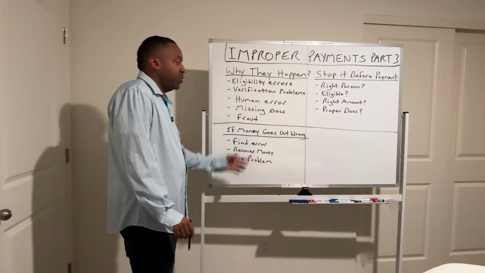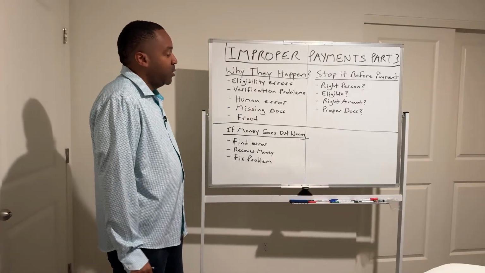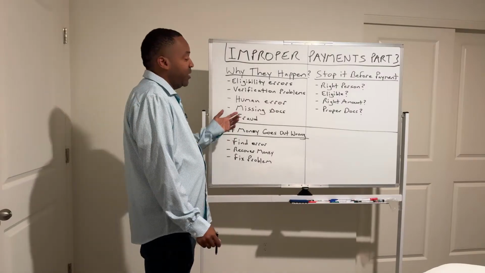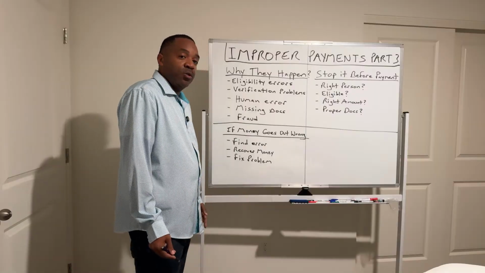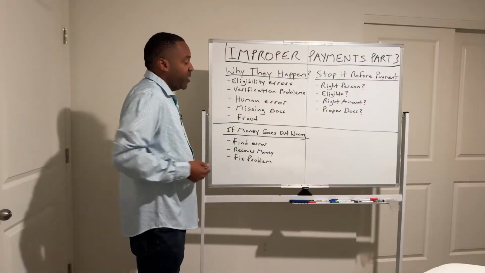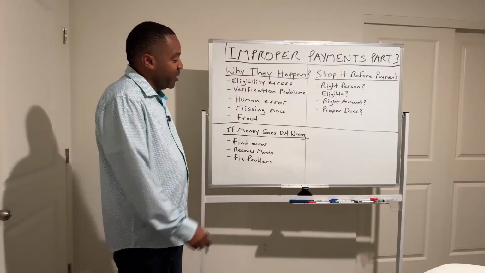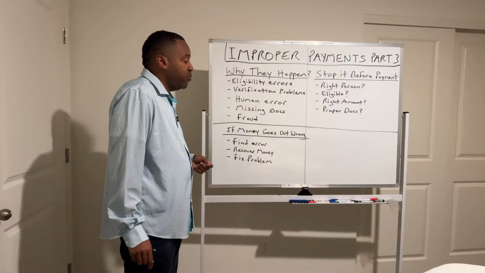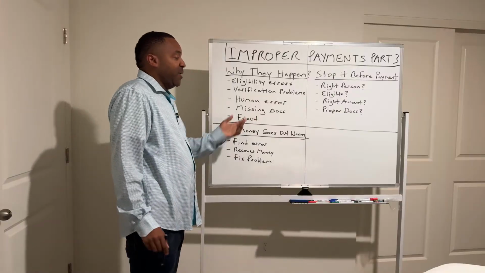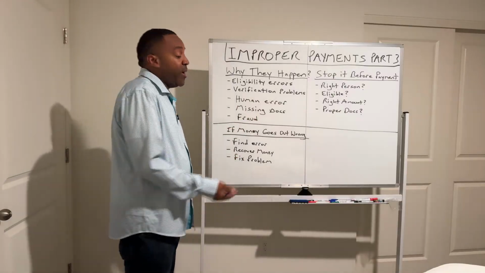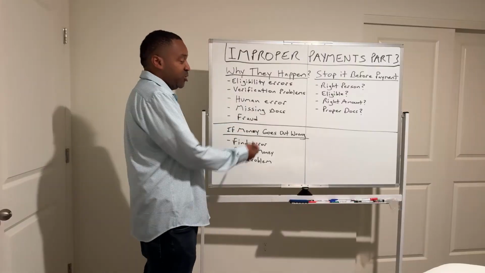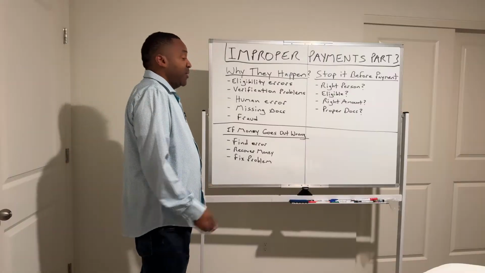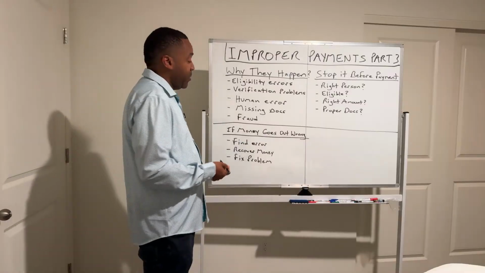Human error. This is when someone enters $1,800 in the system when the intended recipient should have gotten $1,200. That's human error. Missing documentation. This is important because someone may be eligible for a benefit and the amount may be correct. Everything is correct. But if there's no documentation supporting the payment, if there's no documentation in the file, then it's still considered an improper payment.